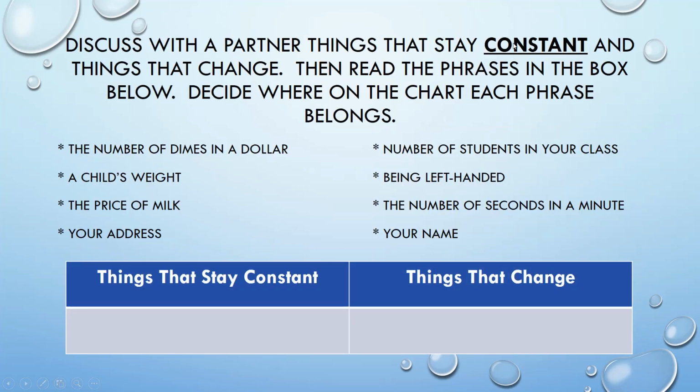Discuss with a partner things that stay constant and things that change. Then read the phrases in the box below. Decide where on the chart each phrase belongs. So think about this. Is this something that changes or something that is going to be constant? It's going to stay the same.